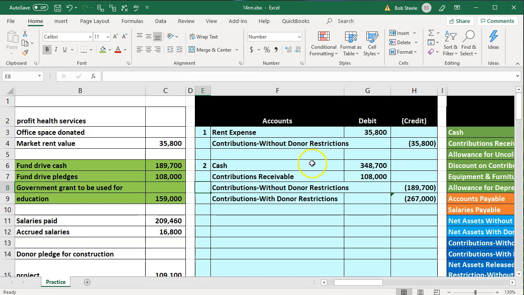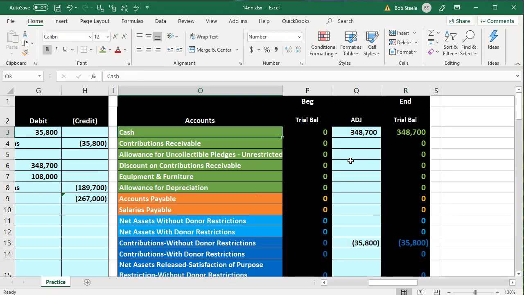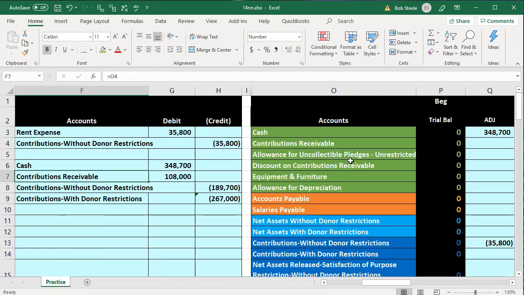Let's go ahead and post this now. We're going to say posting cash first. Cash is going to be up top. We are in cell Q3 where we will say equals and scroll over to that 348,700. There we have that. The next item is going to be the contributions receivable. Similar to accounts receivable, that's our second favorite type of asset account. We are in cell Q4 where we say equals, scroll back over and pick up that 108,000.